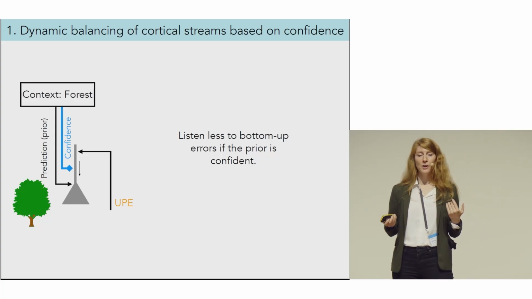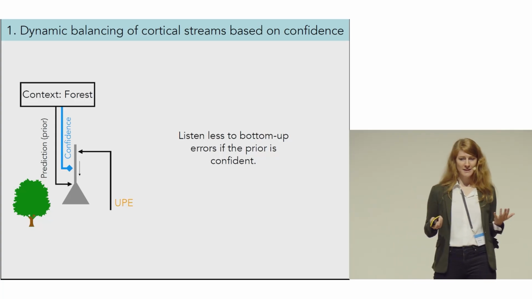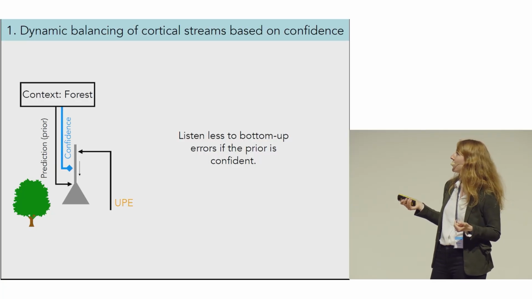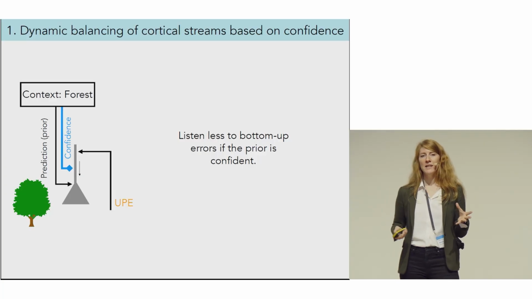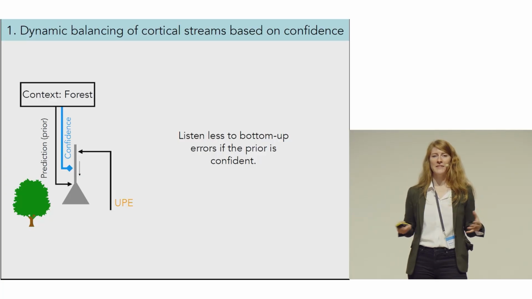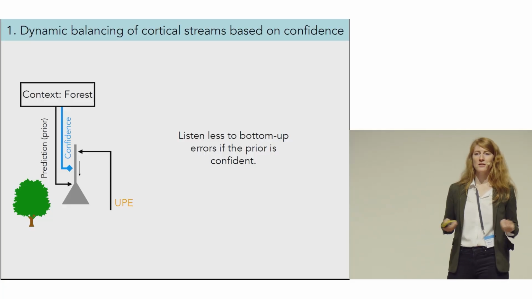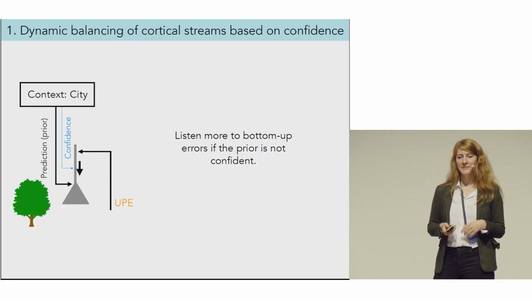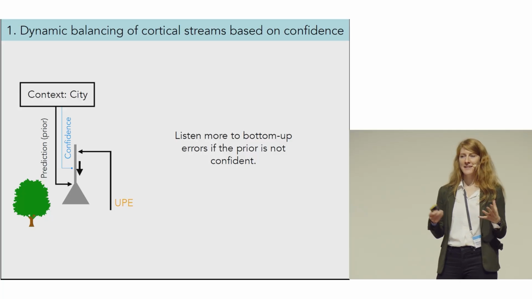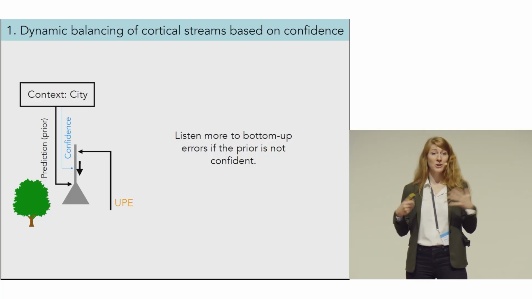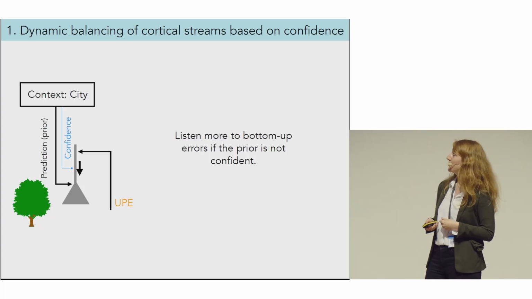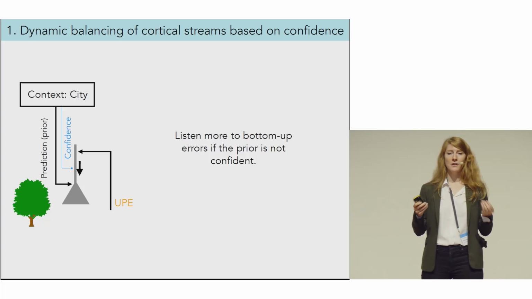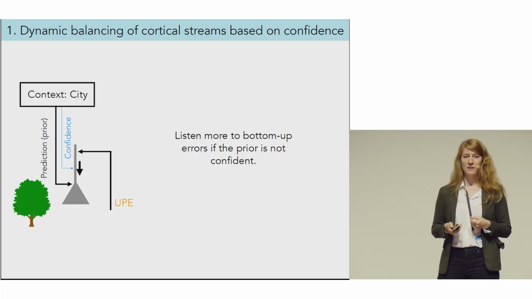And if we are, for example, in a forest, then we can be quite confident that we will see trees, so we do not listen that much to the errors that are coming from not seeing trees. This is similar to the room example, where we are quite confident that we know the room, so we do not need to listen so much to the sensory information. Now, in another context, when we are in the city, we might not encounter so many trees, so our confidence is low, and then we want to listen to the sensory information to know whether we are seeing a tree or not. So both the lower level and the higher level confidence or uncertainty should influence how much we listen to the sensory errors.